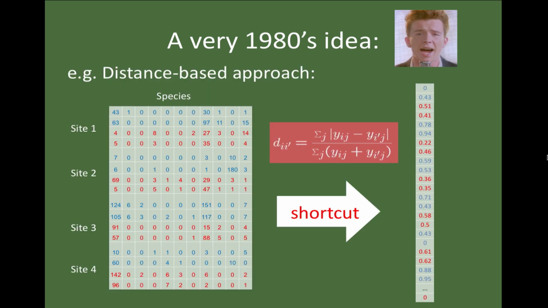A common shortcut is to use a distance-based approach, to say, well, we've got lots of variables and we don't know how to model all these variables at once, so we'll calculate some pairwise dissimilarity across sites, and that's a shortcut which in effect compresses all our data from all our different species into just a single measure, so we can then use univariate methods. So that's what people do, that's the shortcut.